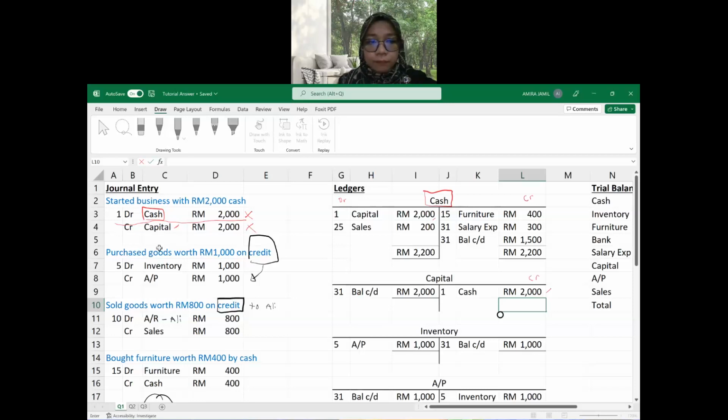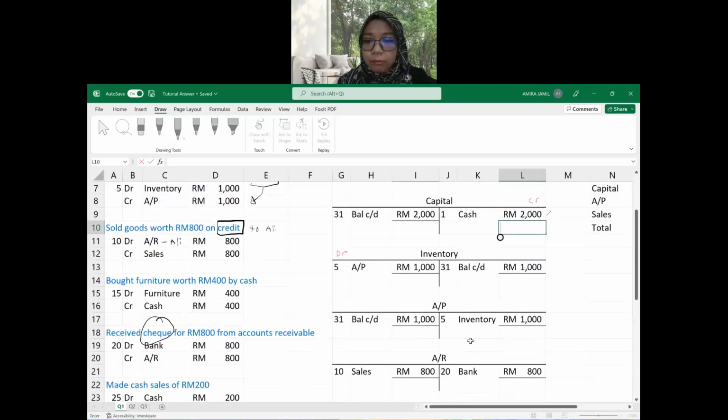Settled. Then the second one, we open the inventory account, on the debit side. On the 5th, what do we debit? Debit inventory 1,000. Then we record it in the account payable on the credit side, on the 5th: account payable, inventory, 1,000.